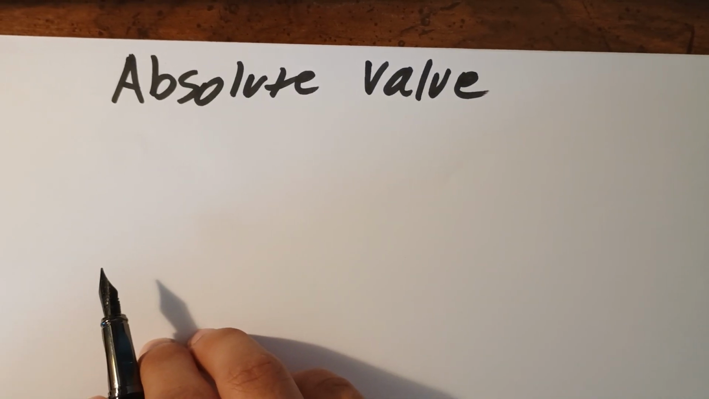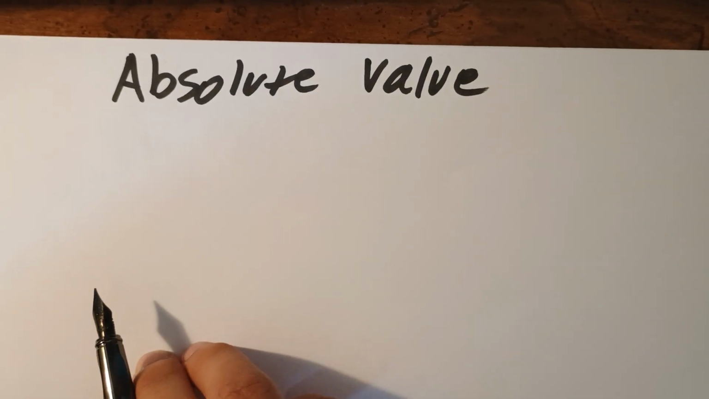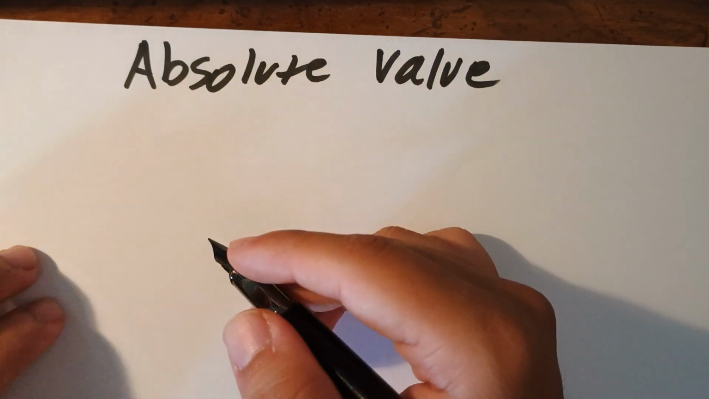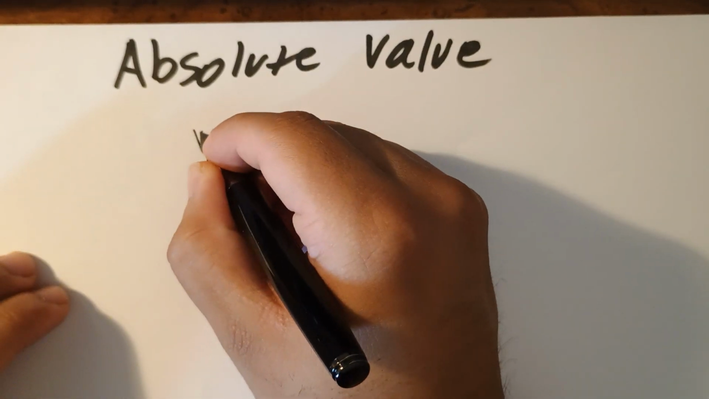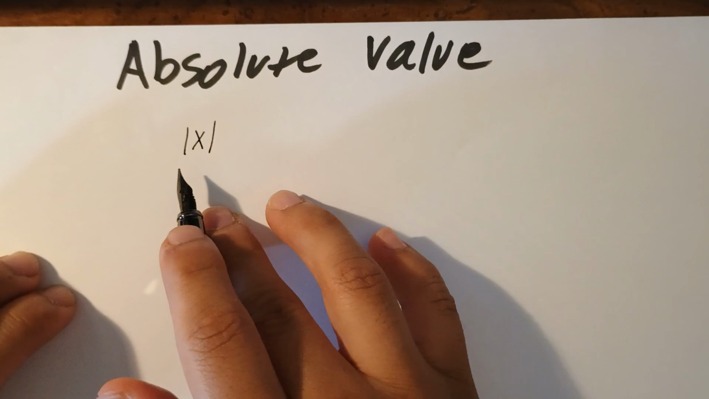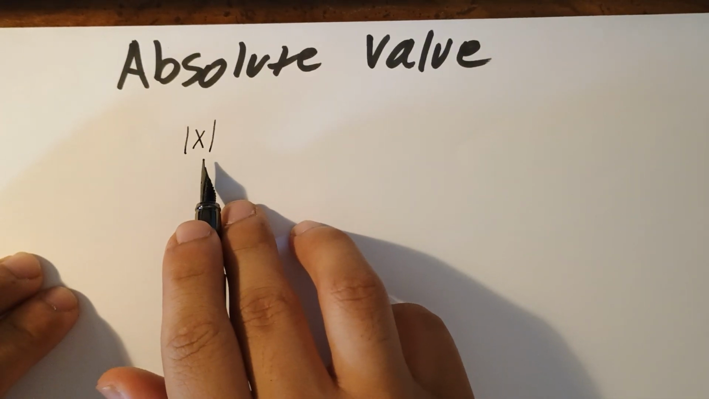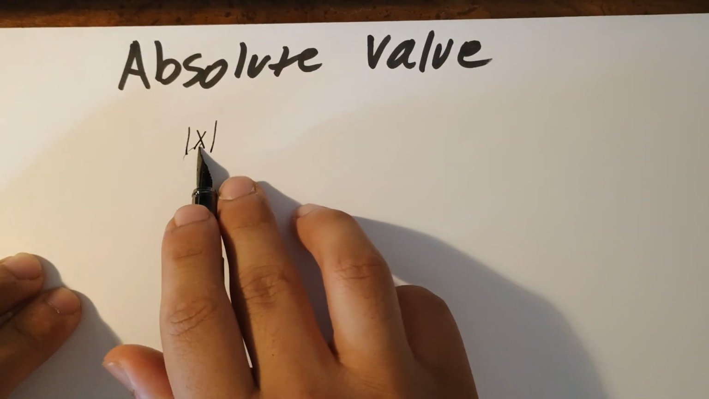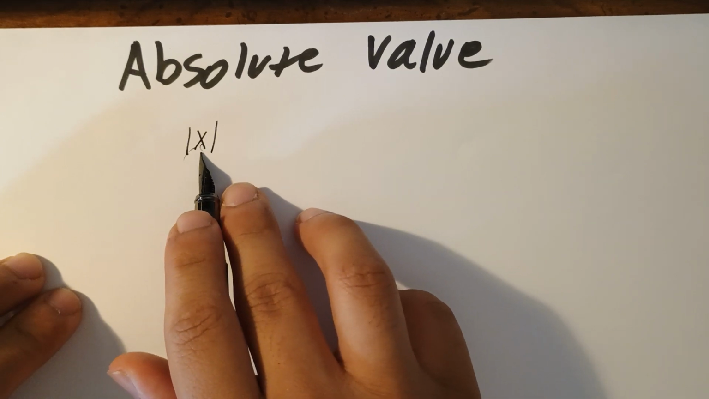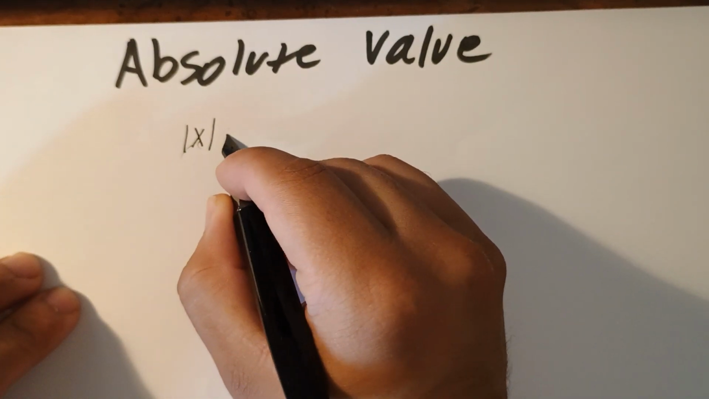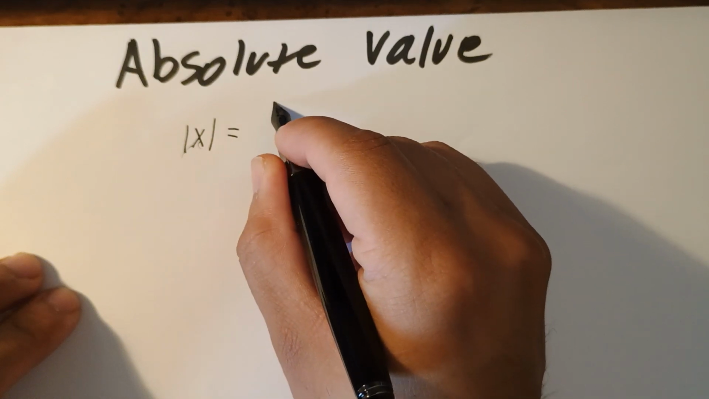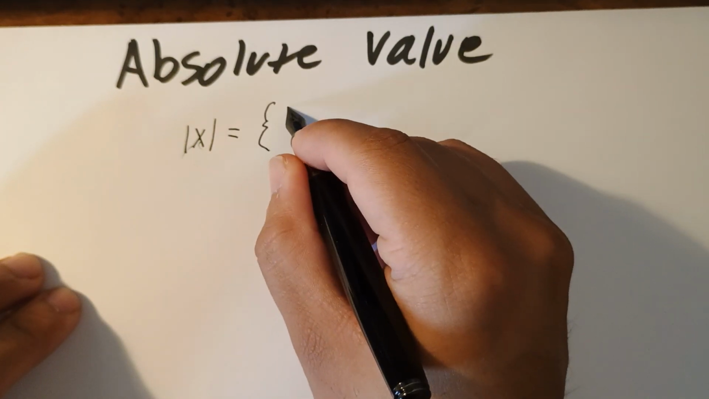Today I'll be talking about the absolute value in math, and the definition out of a textbook looks something like this. So these are the absolute value bars. This is telling you absolute value of blah blah blah. In this case, it's the absolute value of x. And the standard definition looks something like this out of a textbook.